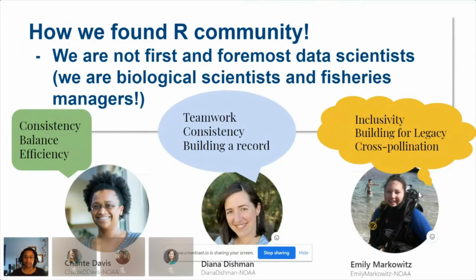And that is something that brought us all together, that we saw a way of using R to help with our current positions in management. And so these words you see in their thought bubbles, I asked them to put in words that bring forward an image of how they think about R and how it works in our workplace. For me, that was consistency, balance, and efficiency.